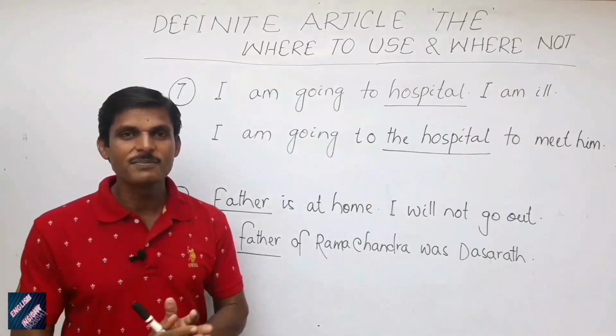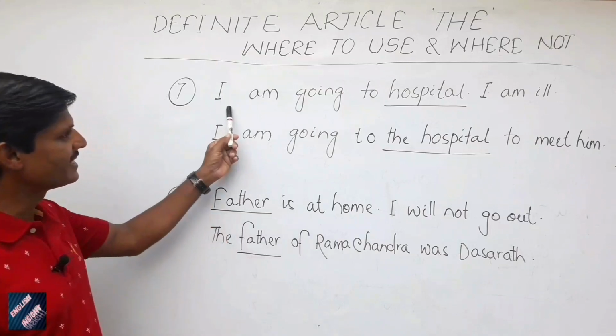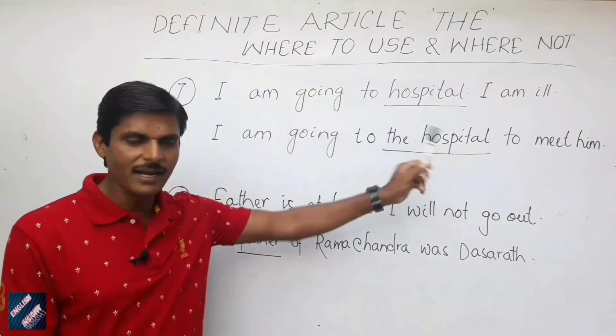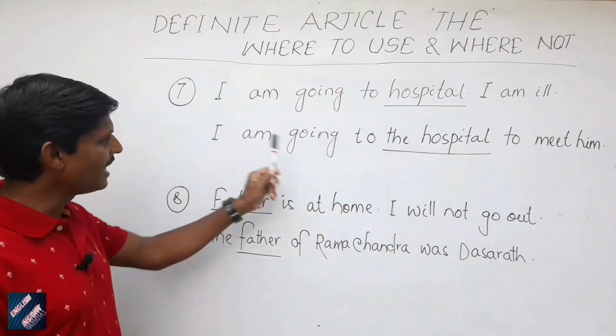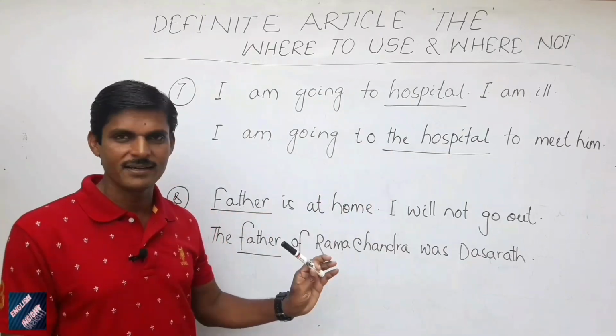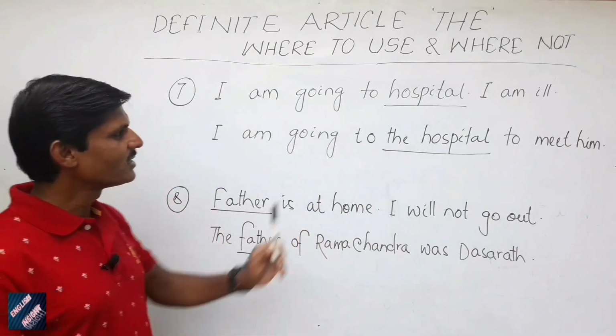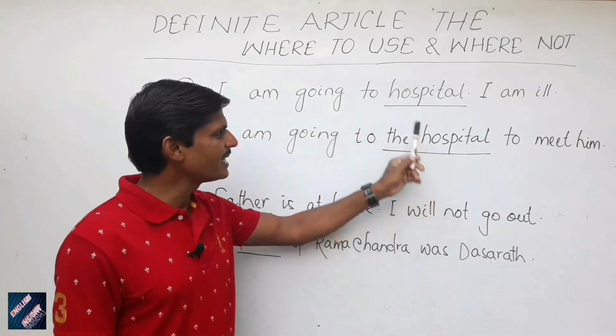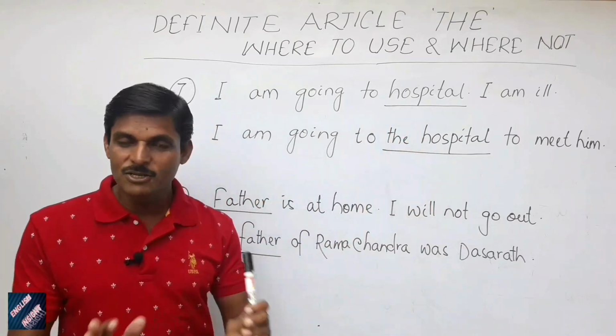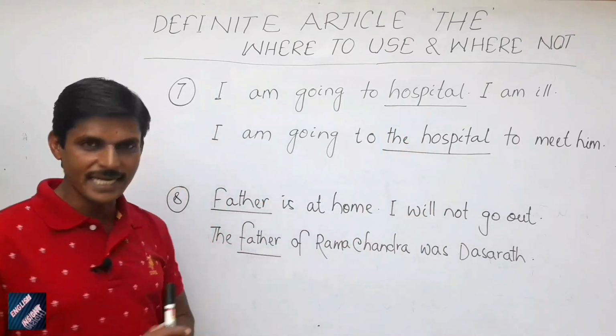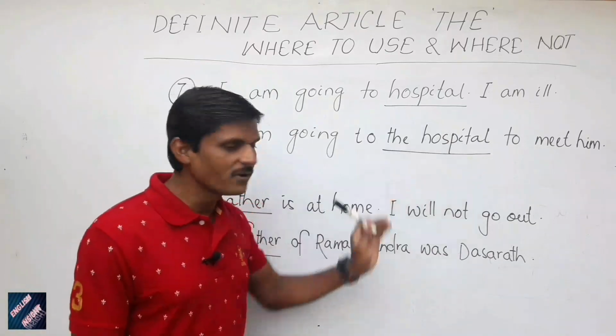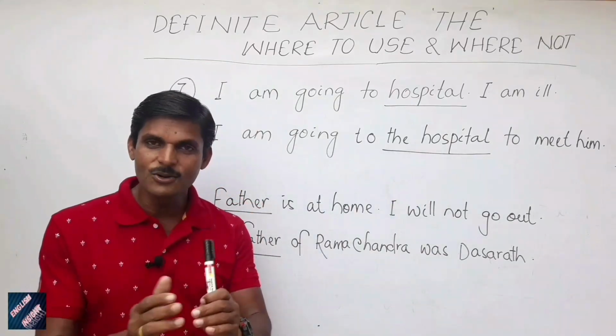The seventh pair of sentences. The first sentence is, I am going to hospital, I am ill. The second sentence is, I am going to the hospital to meet him. In both the sentences, the word hospital is used. But in the first sentence, the is not used before hospital. But in the second sentence, the is used before hospital. There is a grammatical rule.